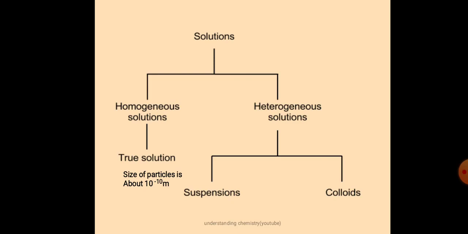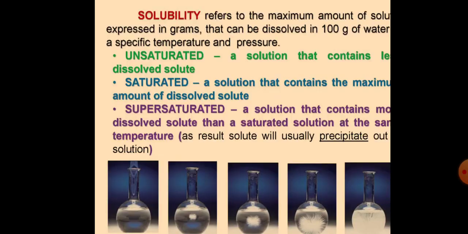For example, when you take a bowl of water and add chalk powder and stir and mix it, you get a suspension. A true solution is a solution in which the size of the particles is only about 10 power minus 10 meter and it is not visible to the naked eye. We call it a true solution. Now, in order to understand the types of solution based upon the particles, we have to know what is meant by solubility.